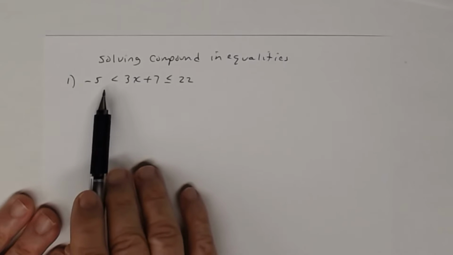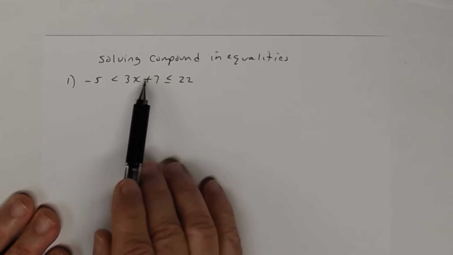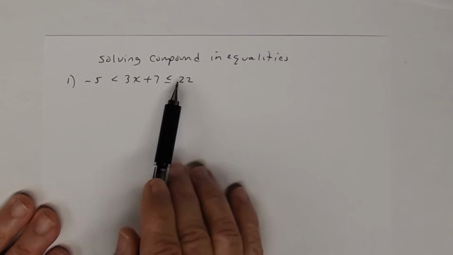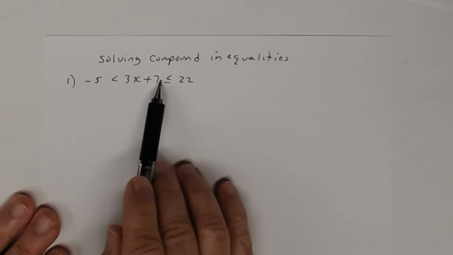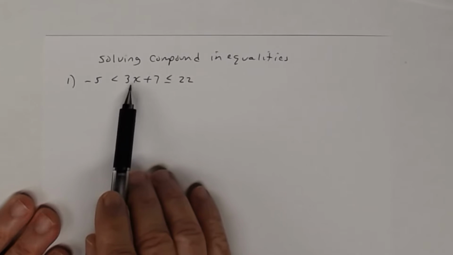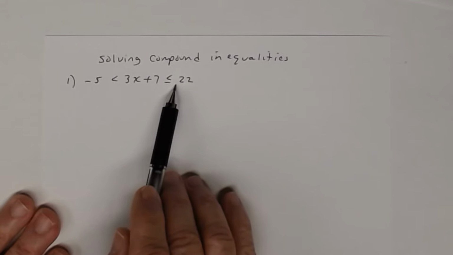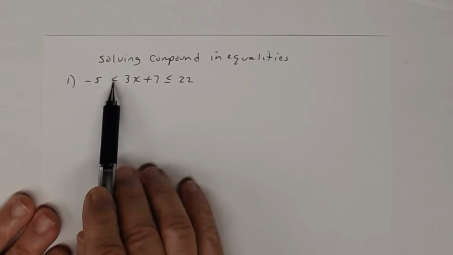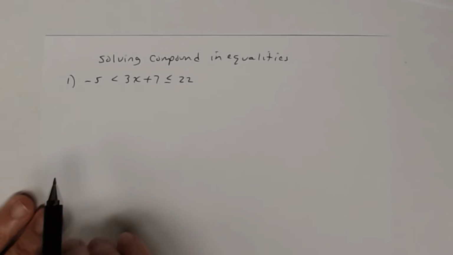Whenever you see a compound inequality written in this form, it is so much easier to solve by obtaining the variable in the middle by itself. You're trying to find all the values of x so that when you multiply it by 3 and add 7, that number will be less than or equal to 22, and at the same time will be greater than negative 5.